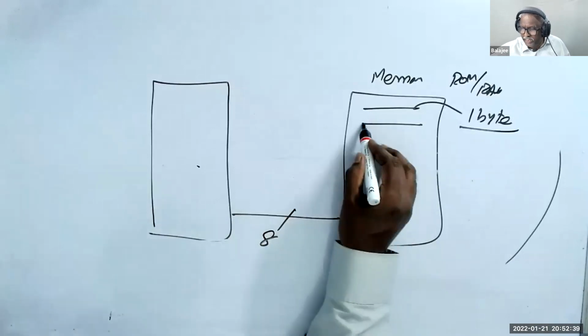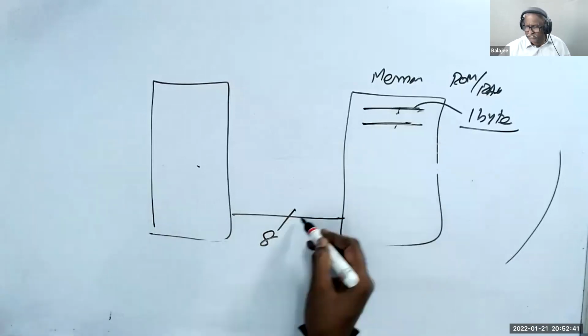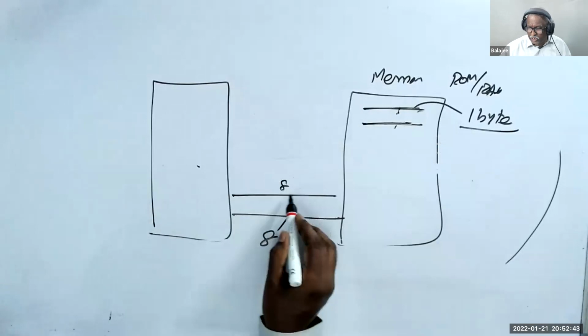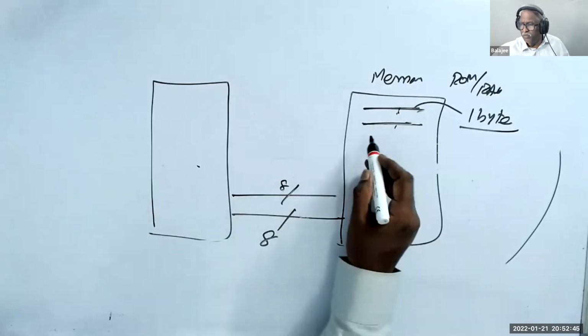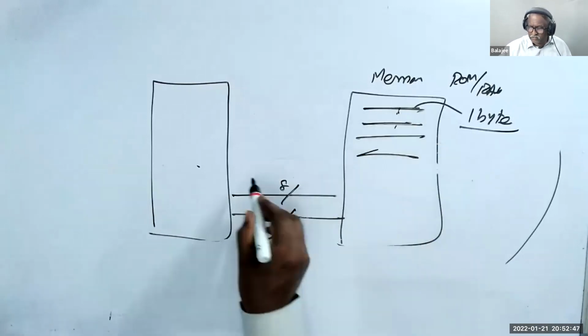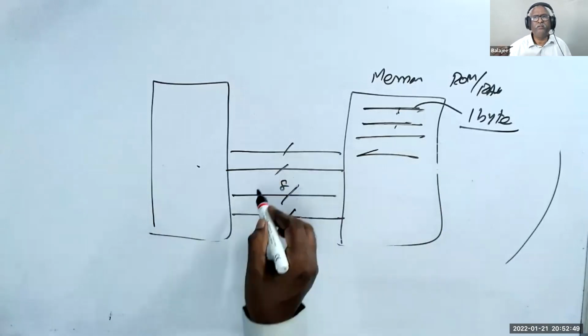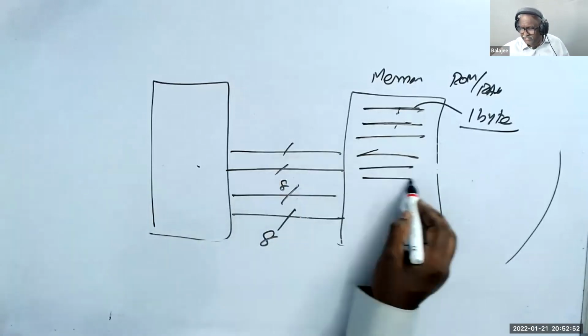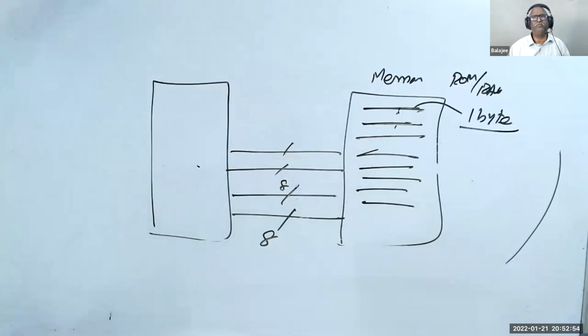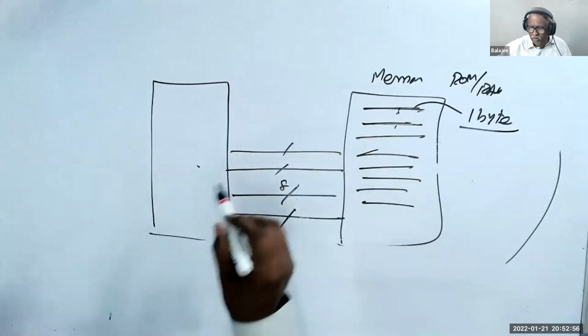If you read 2 lines, that is 16 wires, it will become twice faster. If you read 4 lines, that means 32 wires. If you do 8 lines, it will become much faster. So this is a number of connections.